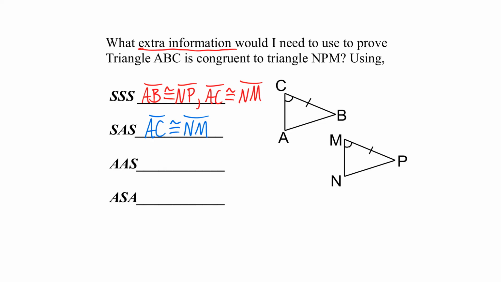Okay. Going back to a clean slate of the two things I started off with, what else would I need for angle side? Angle A and angle N. Good, I would need to know that these two angles are congruent. So angle A is congruent to angle N. And then for angle side angle, what would I have to know? Angle B and angle P. I'd have to know that these two are congruent. That way that gives me my angle, side, angle.